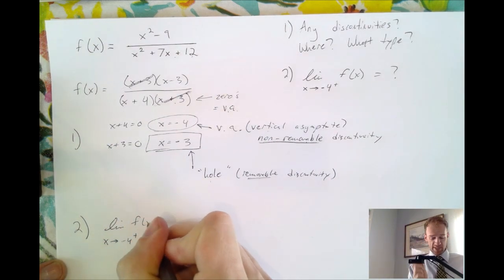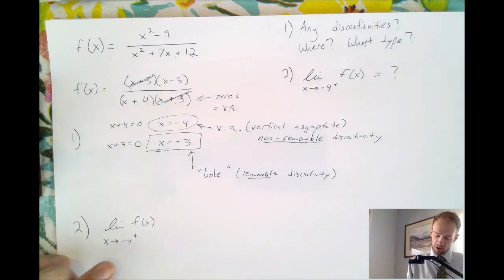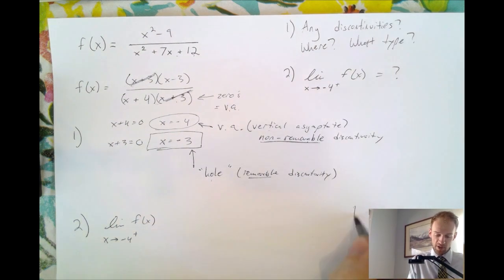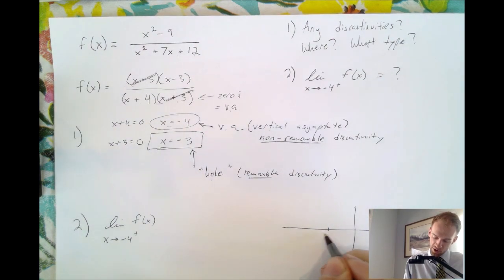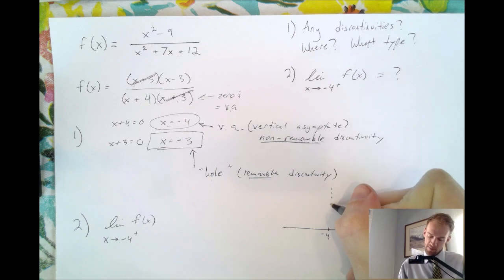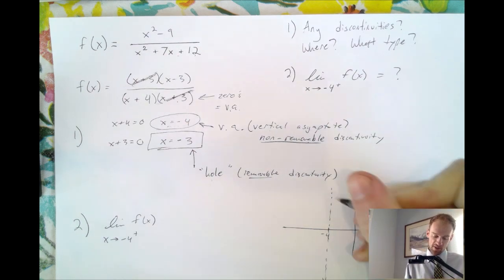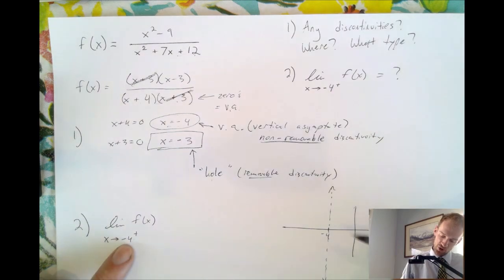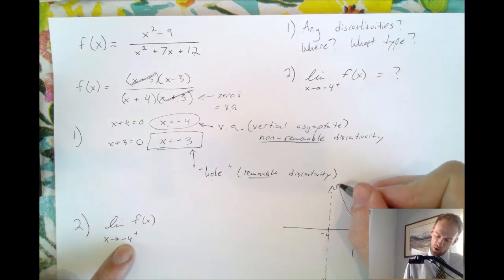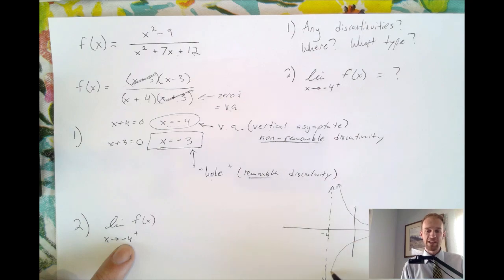Well, what happens at x is -4? We know from here that at -4 for x, we have a vertical asymptote, right? So we know that as we approach -4 from the positive side, our function is either shooting off to positive infinity or shooting down to negative infinity.